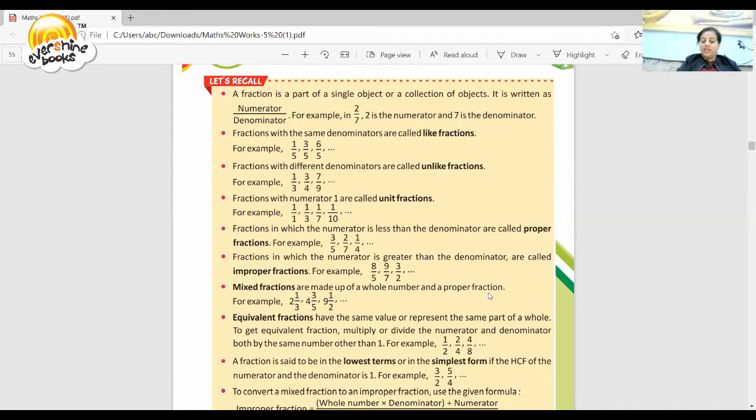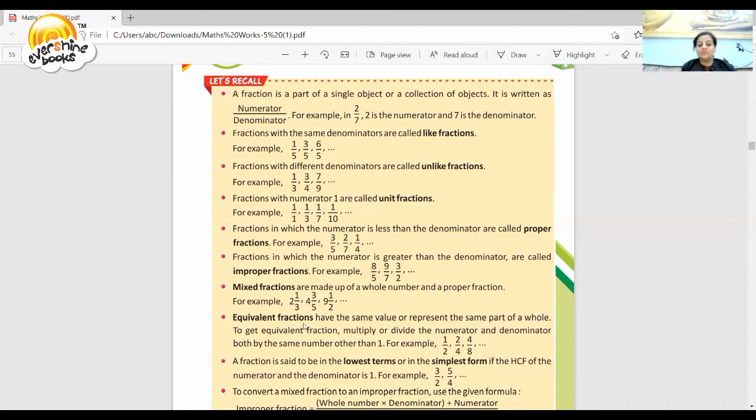But just the opposite happens when we talk about an improper fraction. So it is 8 upon 5. 8 is greater than the denominator, that is 5. A mixed fraction is a number that has a whole number: 2 whole number 1 upon 3, 4 whole number 3 upon 5, 9 whole number 1 upon 2. This is the mixed fraction.